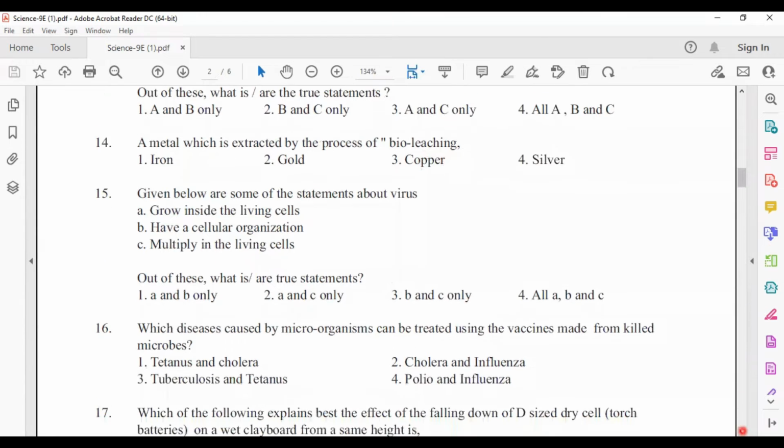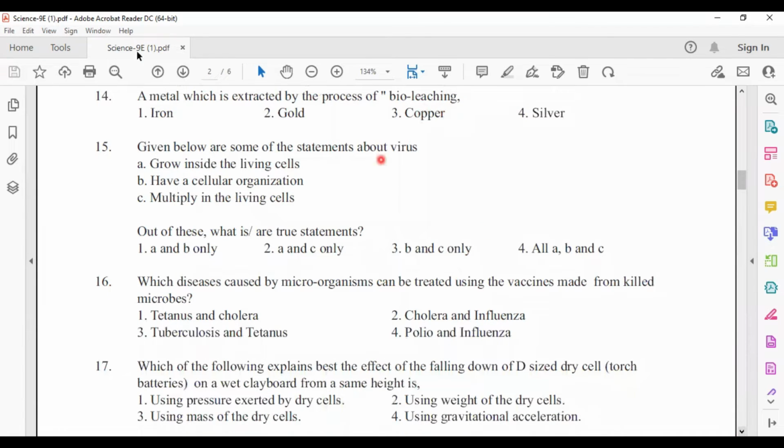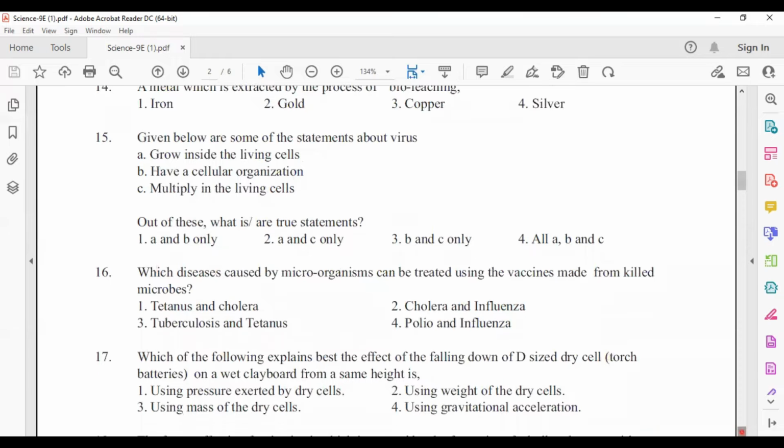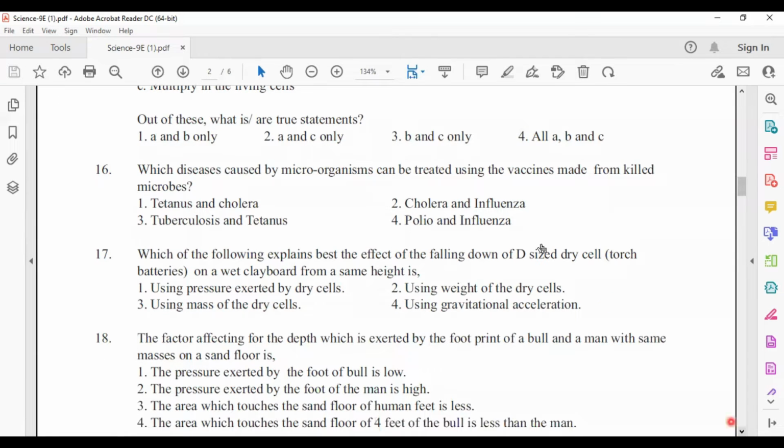15. Given below are some statements about viruses. Grow inside the living cells, have a cellular organization, multiply in the living cells. Here only A and C are correct. Answer number 2, because viruses have no cellular organization. 16. Which diseases caused by microorganisms can be treated using vaccines made from killed microbes? Here answer number 2, cholera and influenza, and also typhoid fever is correct.